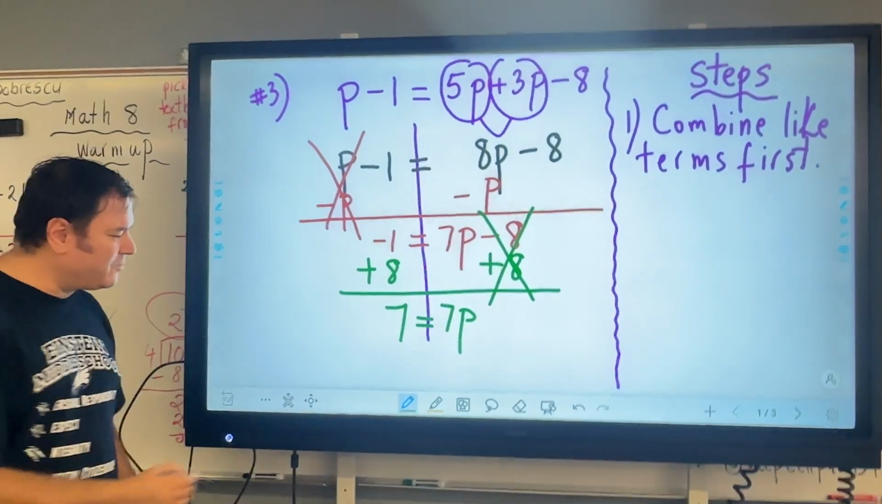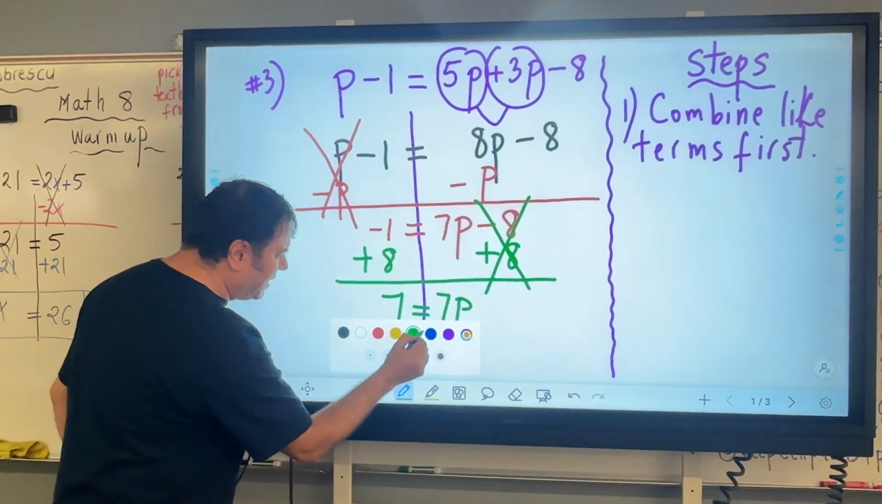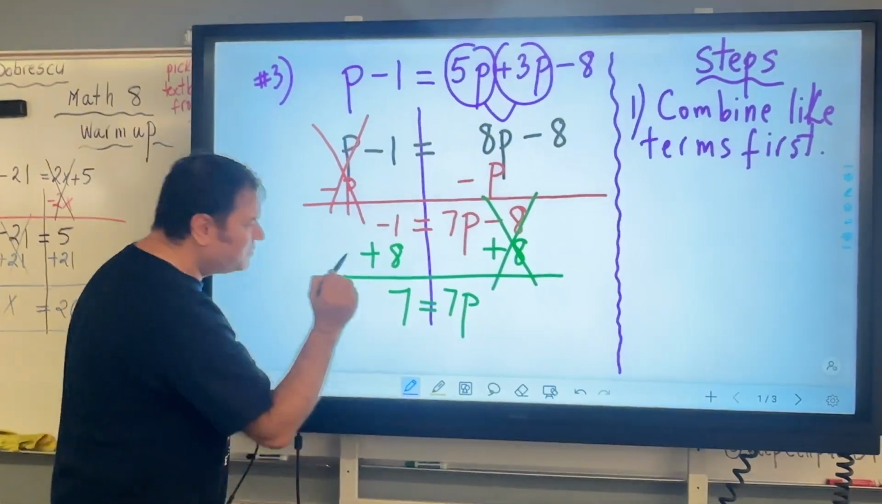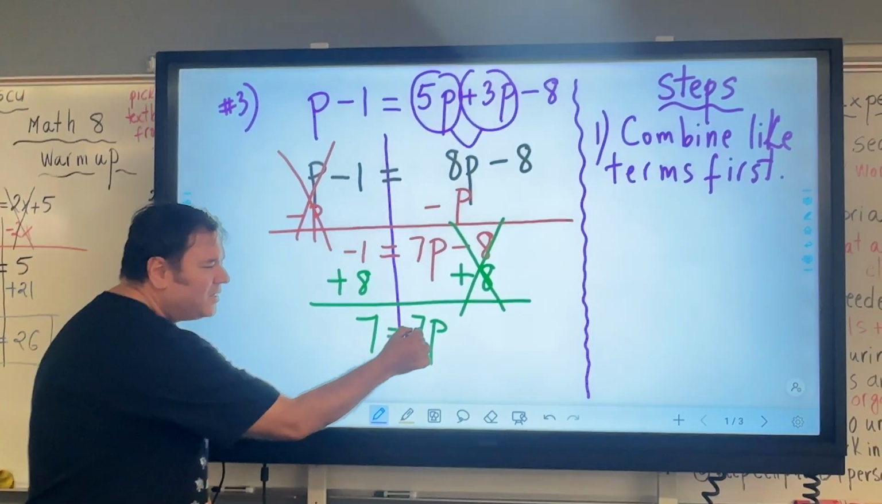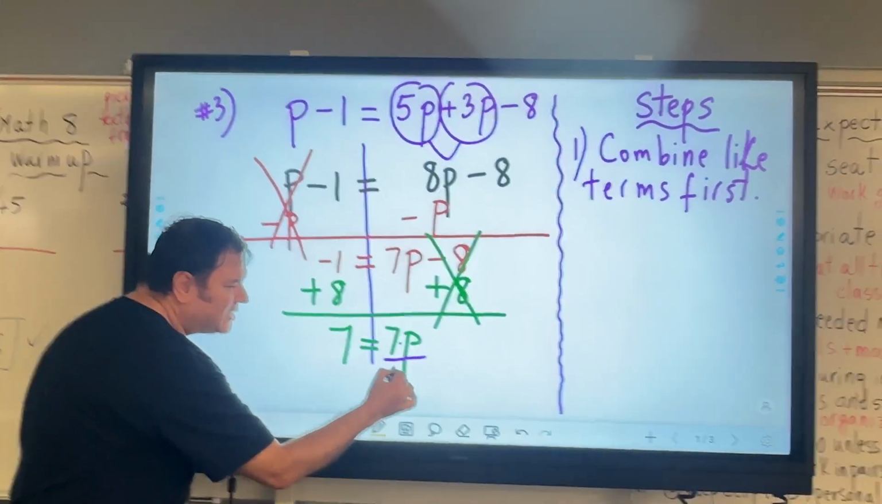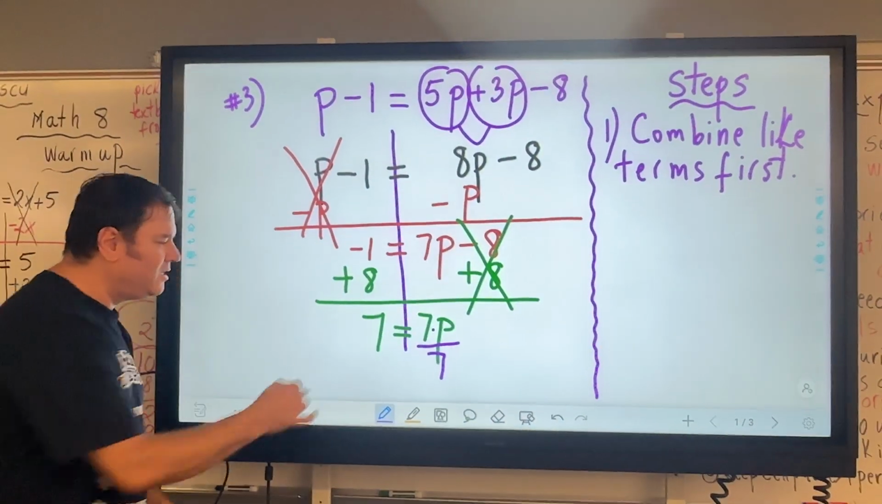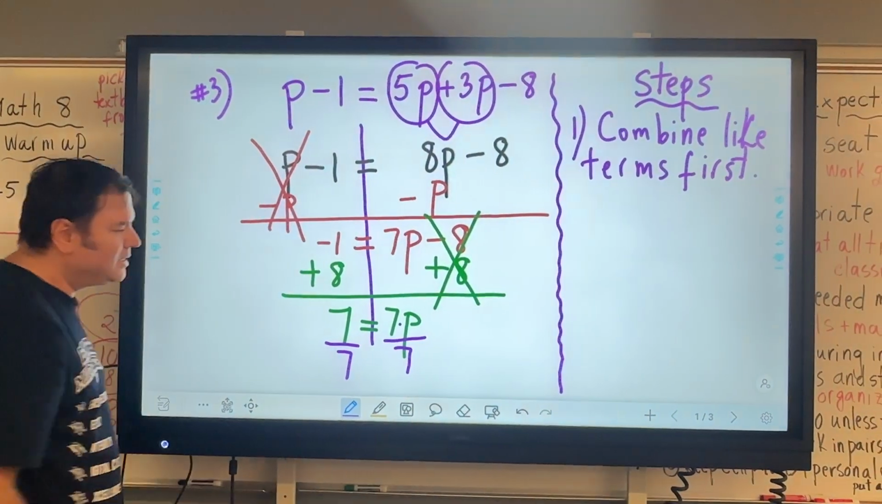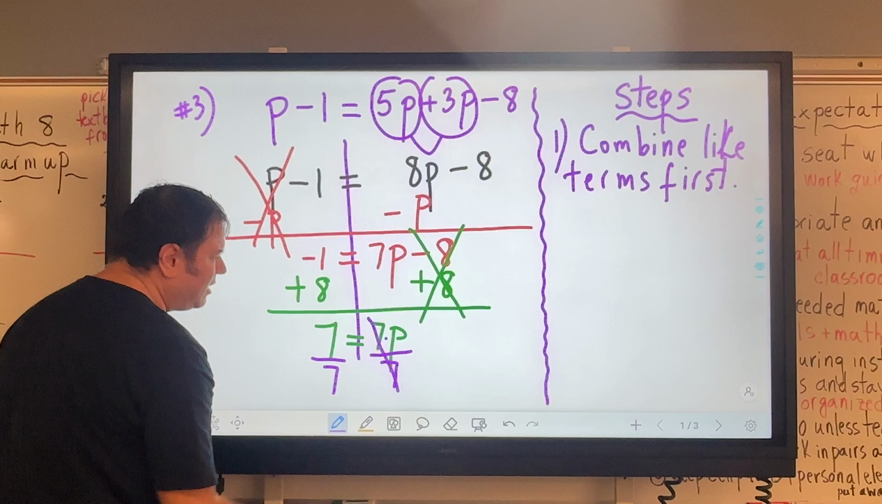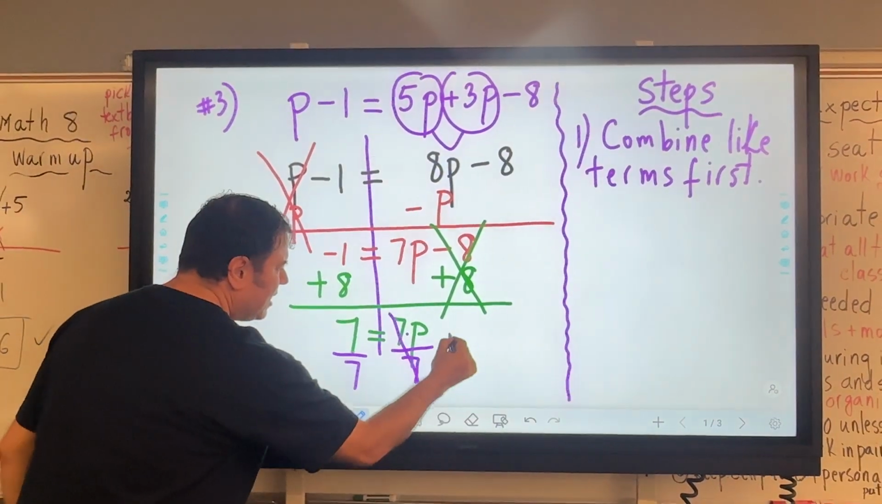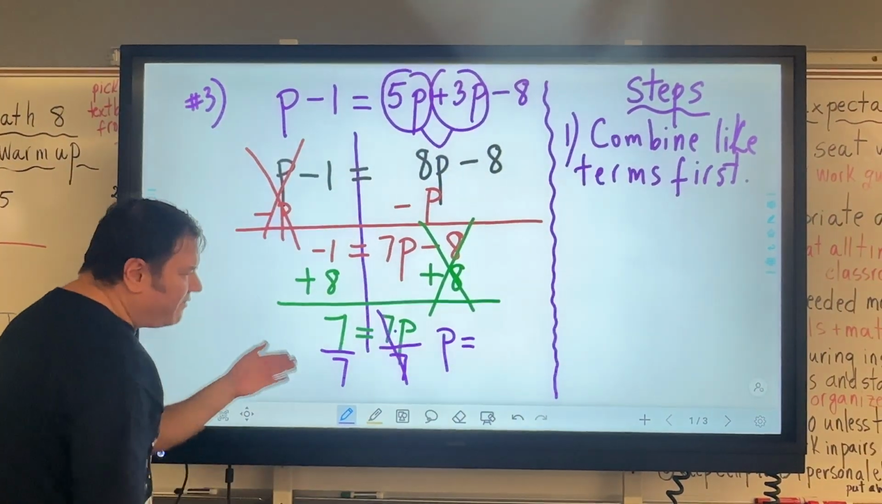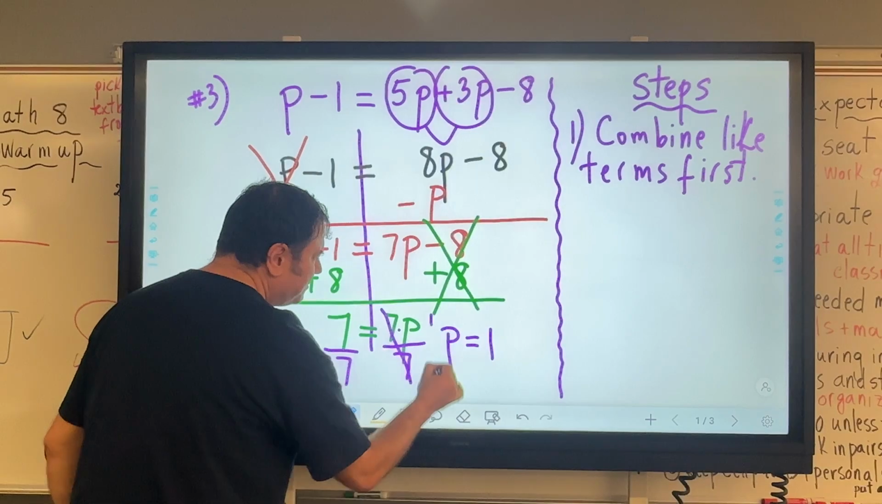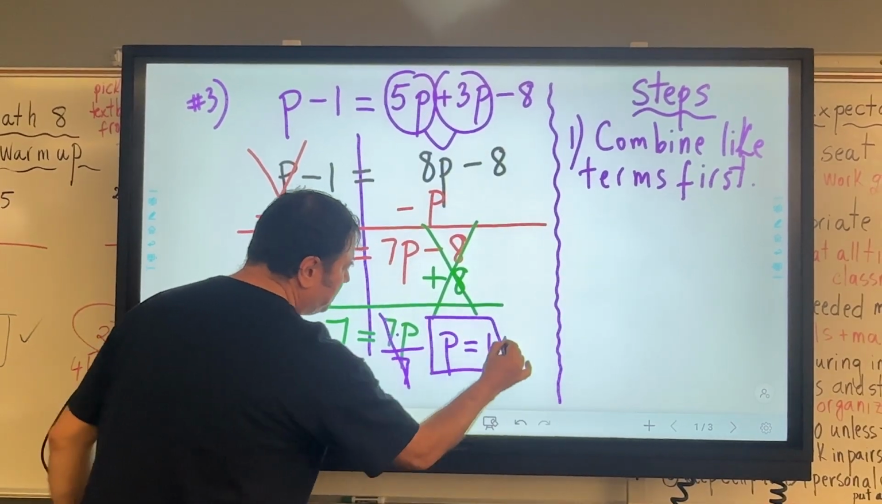And now, in order for us to get the final answer, we are going to divide both sides by 7. Whatever we do to one side, we do to the other side. 7 divided by 7 becomes a 1. So we get p equals 7 divided by 7 becomes a 1. And this is our final answer.